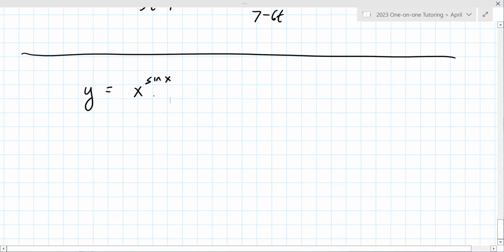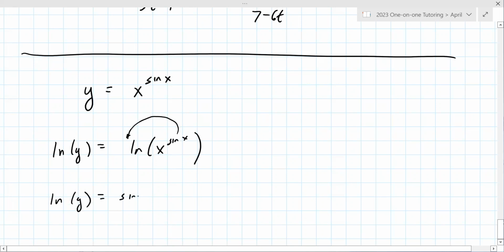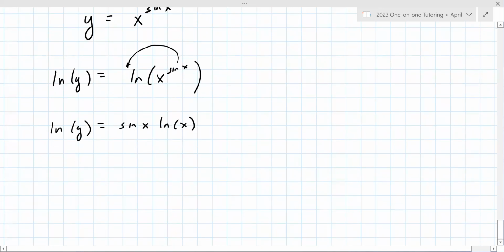Do you remember seeing problems like this at some point in the class? Okay. So you take the natural log of both sides, and what that does is it allows you to bring the sine x out in front. This becomes natural log y equals sine x natural log of x. Again, no calculus yet. We're just using pre-calculus stuff, but now you can take a derivative. On the left here, you get 1 over y times y prime, or dy dx. On the right here, it's product rule. Derivative of sine is cosine x, natural log x, plus sine x times 1 over x.